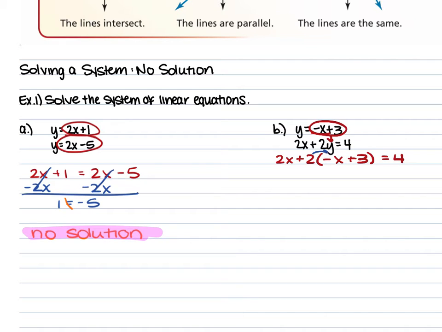I'm going to start this one by distributing that 2 into the set of parentheses, so it gives us 2x minus 2x plus 6 is equal to 4. From here, we're going to combine those like terms of that 2x minus 2x, which cancels out, and we're just left with 6 is equal to 4. Once again, this is not a true statement, so we have no solution.